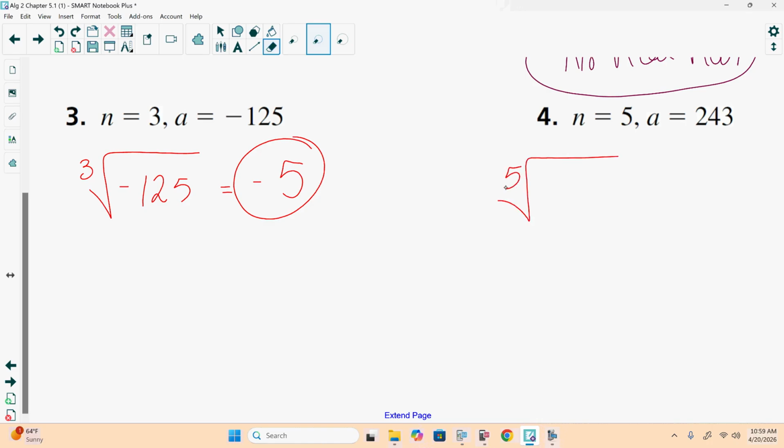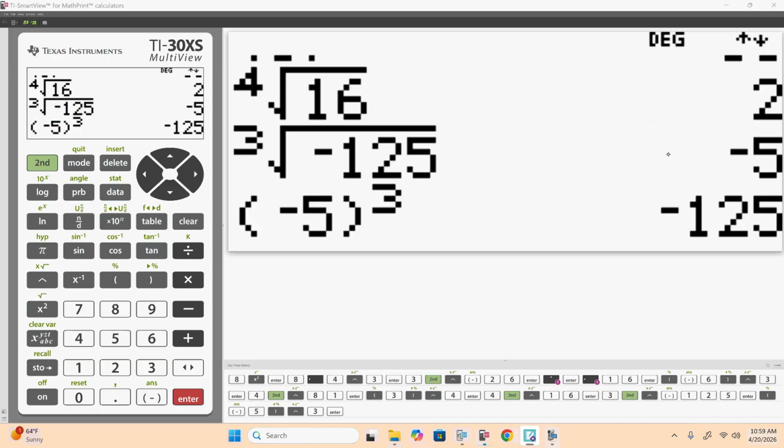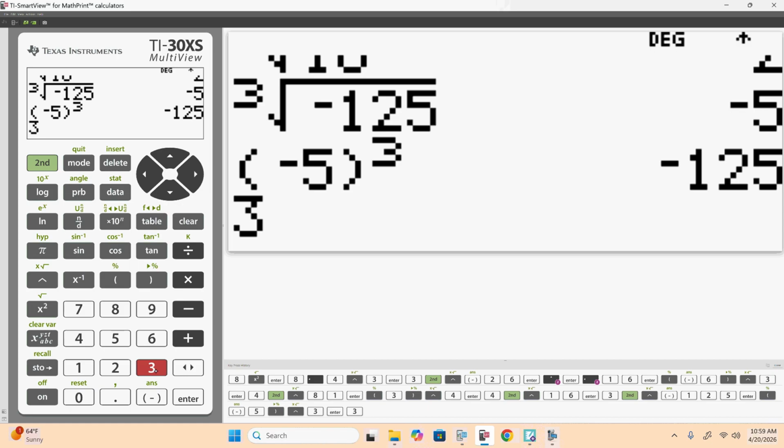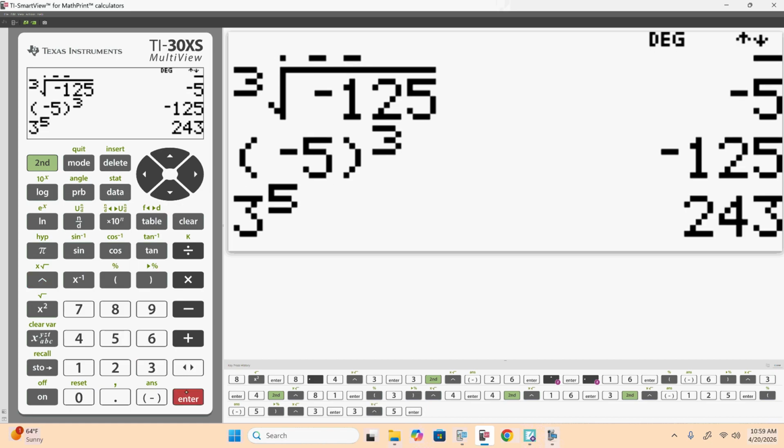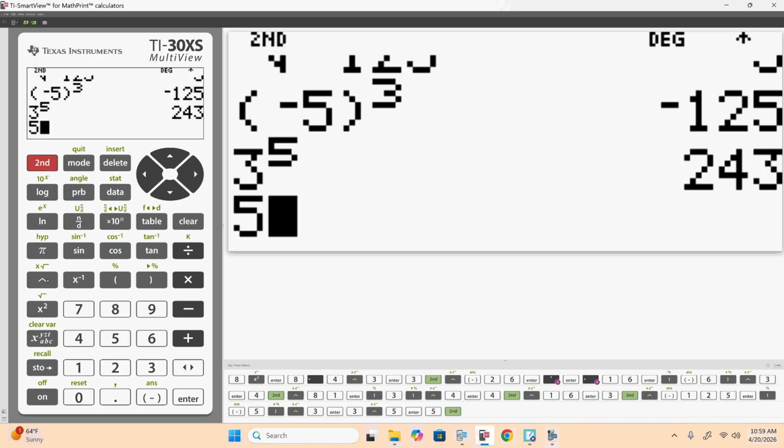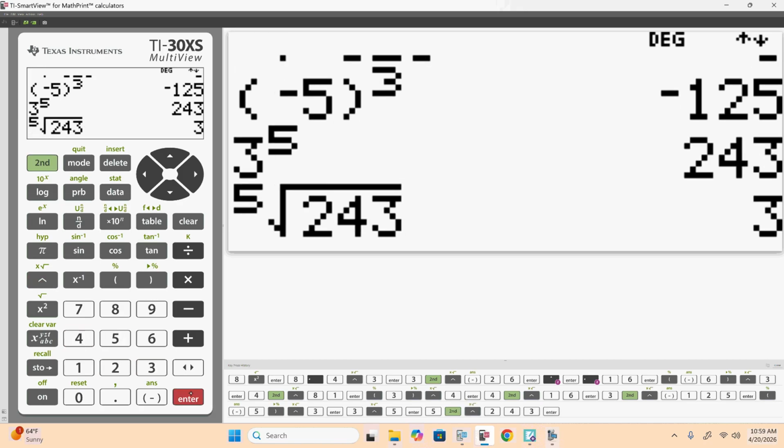n is 5. a is 243. So we're taking an odd root, so we have one real solution no matter what that number is. We need to see what times itself 5 times is 243. That would be 3. 3 to the 5th is indeed 243. Or we could have done the 5th root of 243, and it does tell us that it is indeed 3.